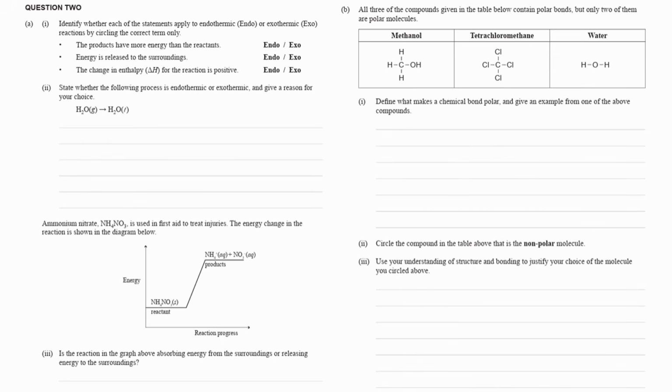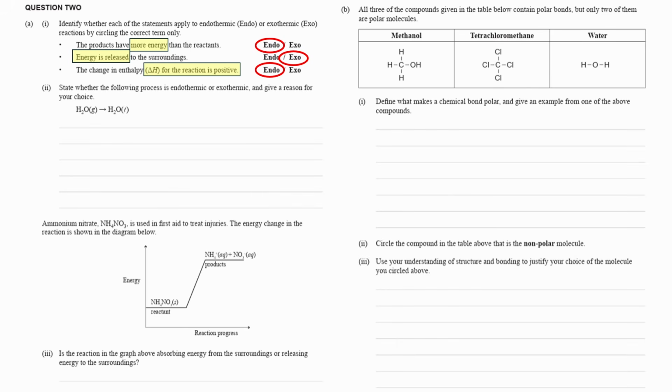Okay, question 2. So they've got a mixture here. They're looking at endothermic, exothermic. It says, identify whether each of the statements applies to endothermic or exothermic by circling. So the products have more energy. If they have more energy, they have absorbed energy, and they must be endothermic. Energy is released: exothermic. The enthalpy is positive: well, we know that's endothermic. Cool, that's quite straightforward.